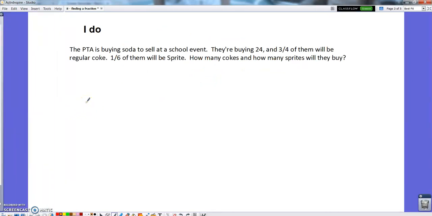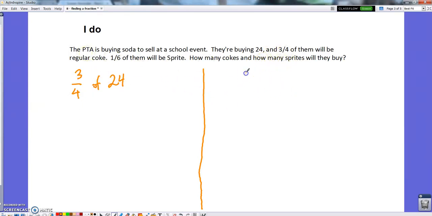So the PTA is buying soda to sell at a school event. They're buying 24 sodas, and 3/4 will be regular Coke. 1/6 will be Sprite. How many Cokes and how many Sprites will they buy? So what I'm looking for here, I'm going to do two separate problems, the Coke and the Sprite. The way I would word this is 3/4 of the 24 will be Coke. And for Sprite, I'm looking for 1/6 of 24. All right, so that's kind of how my wording is.